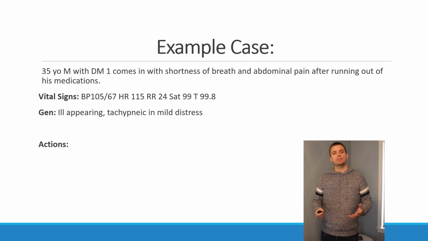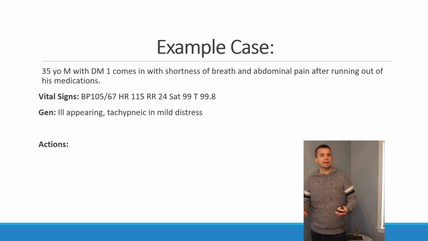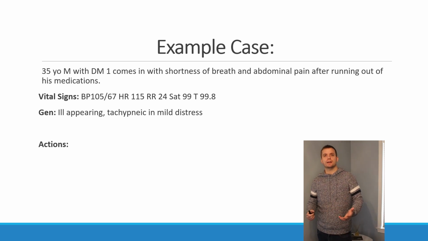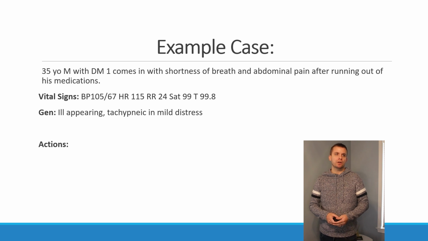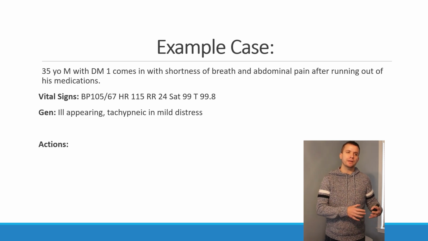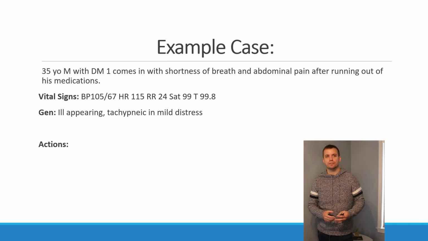Here's an example case. We have a 35-year-old male with a history of type 1 diabetes. He presented with shortness of breath and abdominal pain after running out of his medications. Blood pressure 105/67, heart rate 115, respiratory rate 24, SpO2 99%, temperature 99.8. He's ill appearing, he's tachypneic, he's in mild distress. So it sounds like he's in DKA, right?